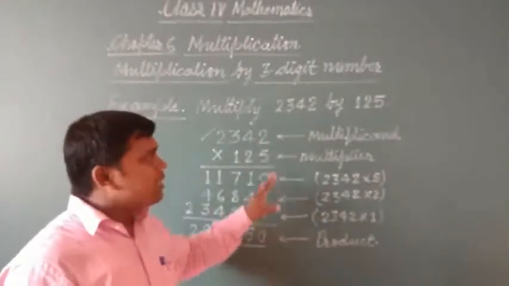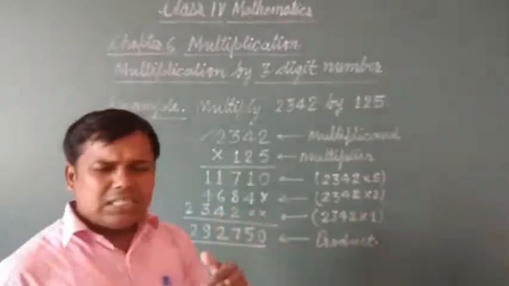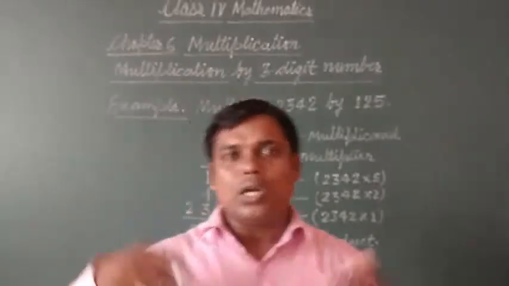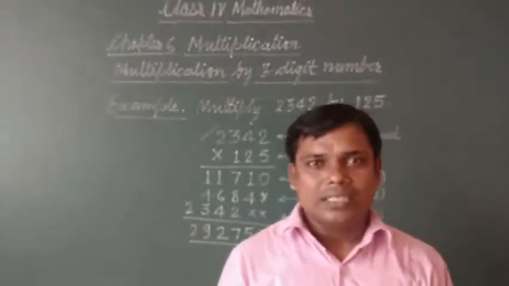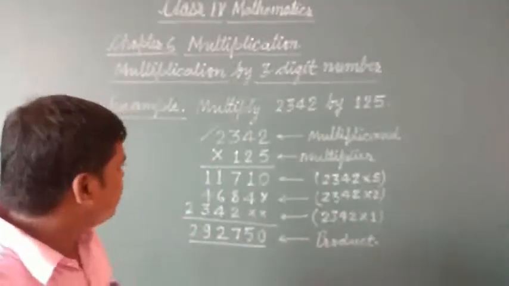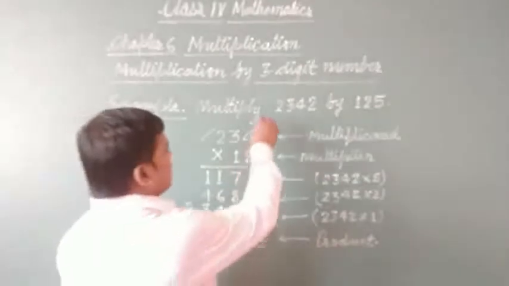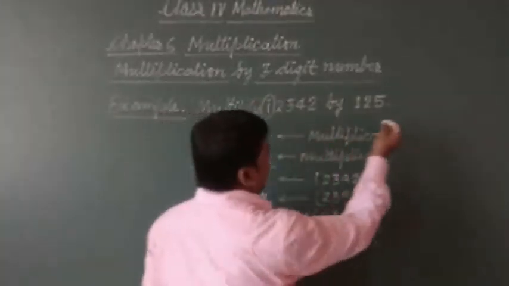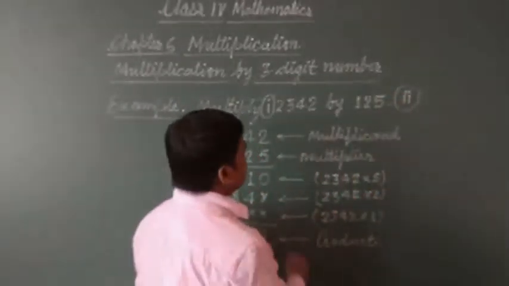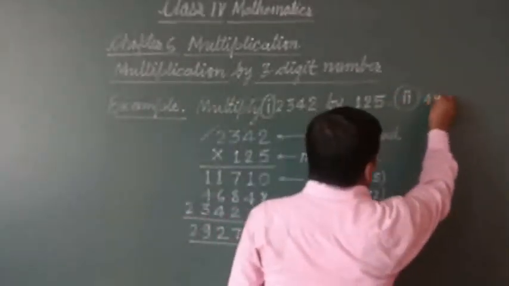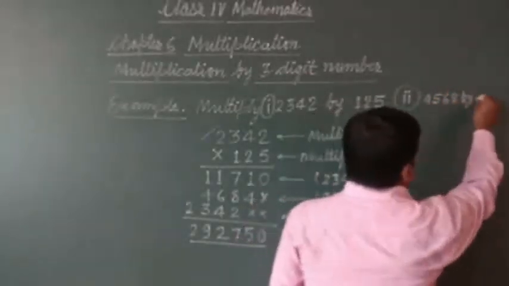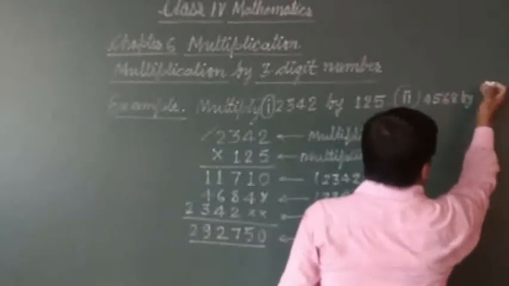As it is a product by a 3-digit number, in the same way you multiply by a 4-digit or 2-digit or 5 or any digit number. Okay, in the same way you have to multiply. One more question I am solving for you. Look at here. Let it be one number, and here I am writing the second number. Question: multiply 4568 by 65.